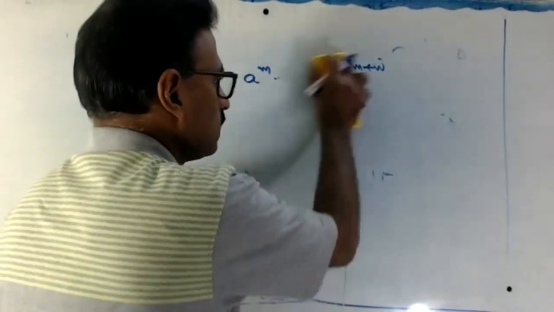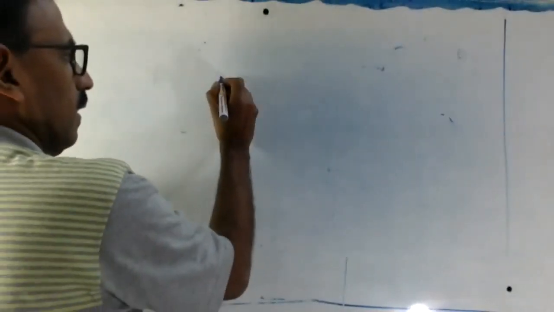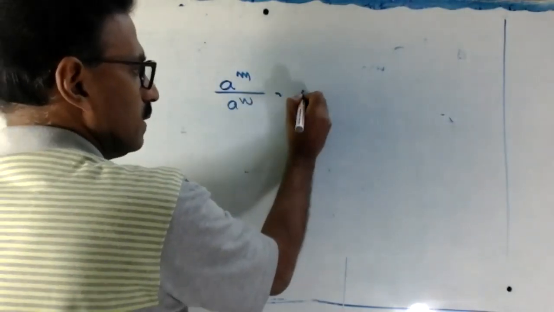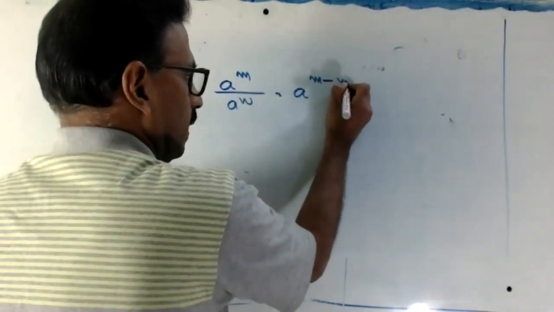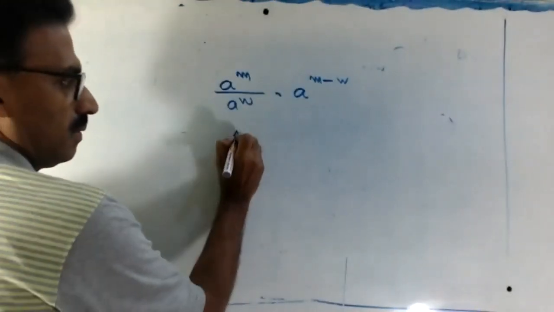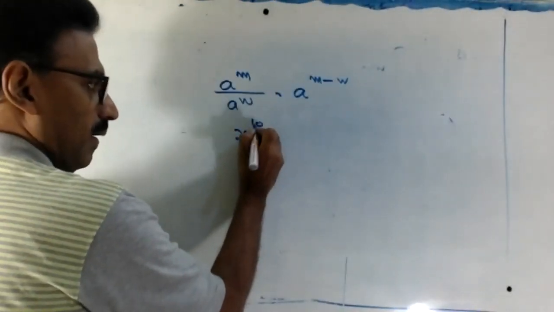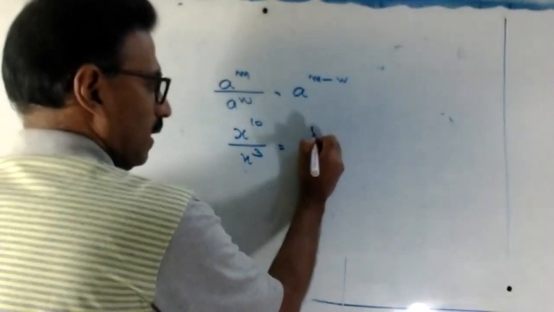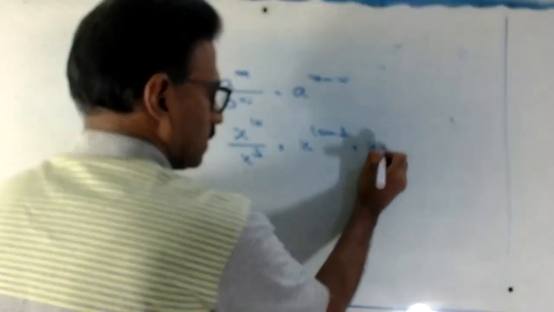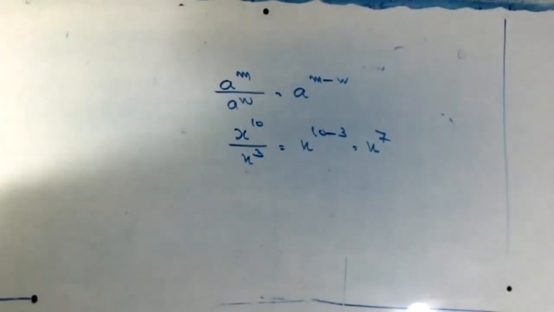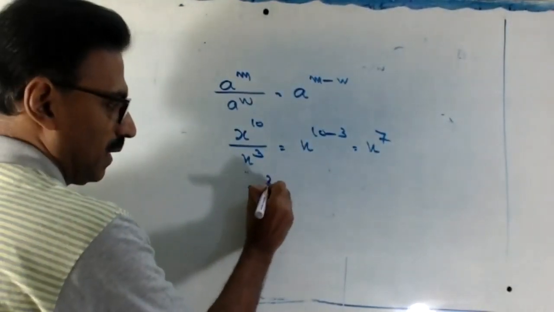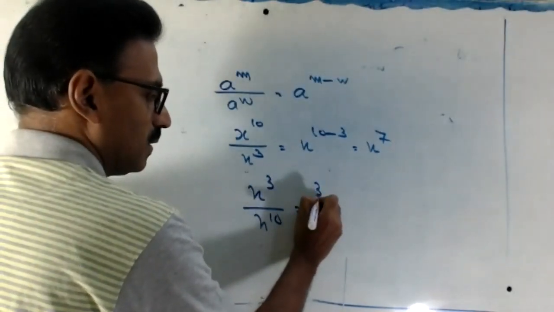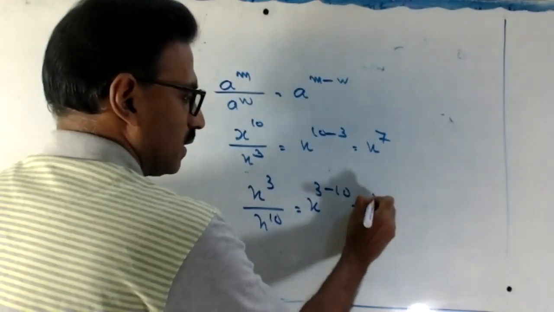Second one is a raised to m divided by a raised to n. That is a raised to m minus n. Example, x raised to 10 divided by x raised to 3. We get what? x raised to 10 minus 3 equal to x raised to 7. If it is like this, x raised to 3 divided by x raised to 10, still we can find x raised to 3 minus 10. That is what? x raised to minus 7.